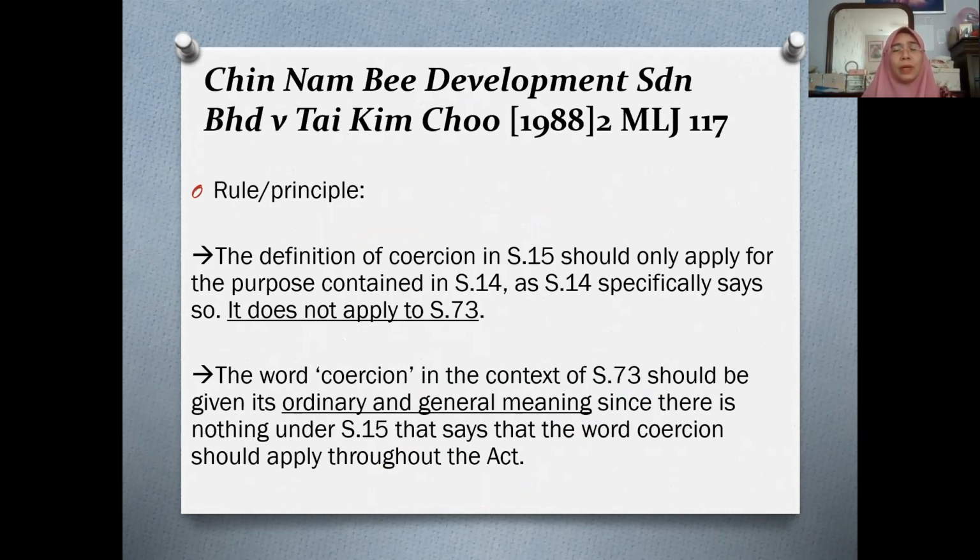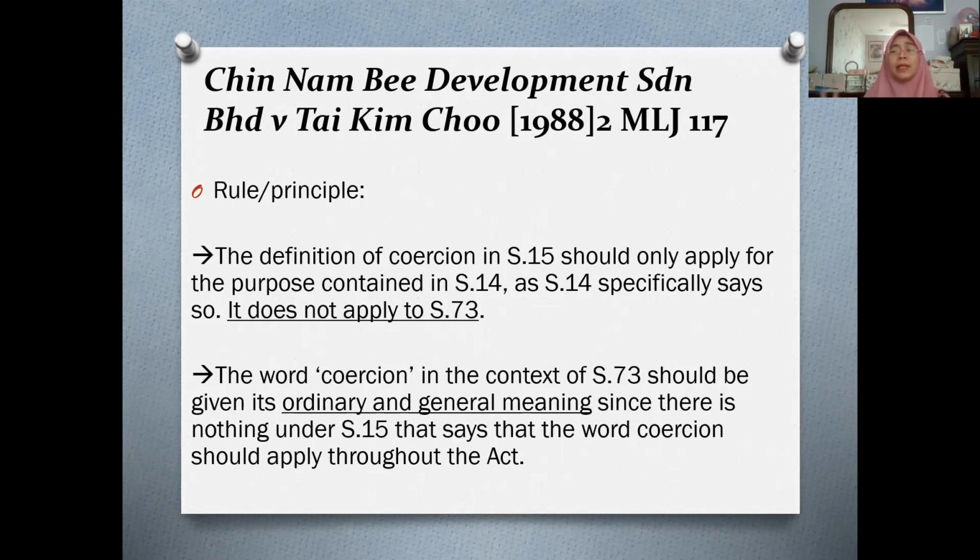In Chin Nambi Development and Tai Kim Chu 1988, the ratio is that the court made it clear that the definition of coercion in section 15 should only apply for the purpose contained in section 14. Meaning that we read 14 and 15 together, because section 14 specifically says so. They are interrelated. So section 73 has no connection whatsoever. Sections 15 and 14 do not apply to section 73.